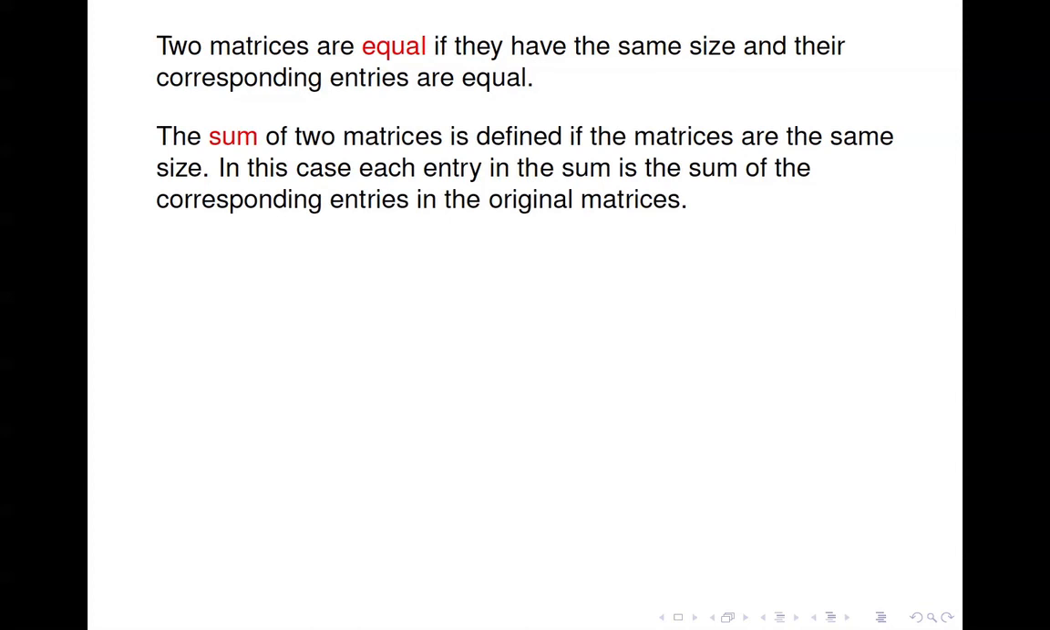We can compute the sum of two matrices. We can add two matrices together. This is defined if both matrices are the same size. So they have the same number of rows and same number of columns. And in this case, the ijth entry in the sum is just the sum of the ijth entries in each of the original matrices. So here's an example where this sum cannot be computed because these matrices are not the same size.